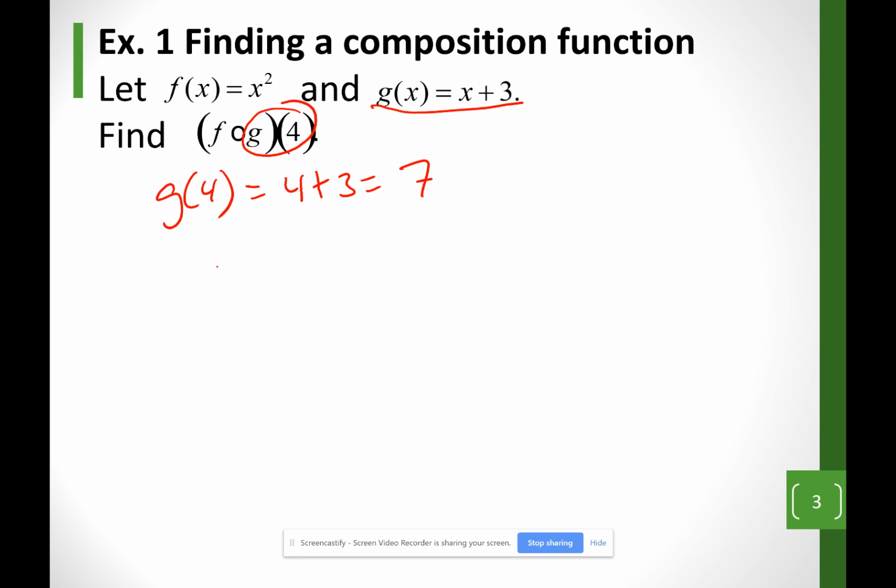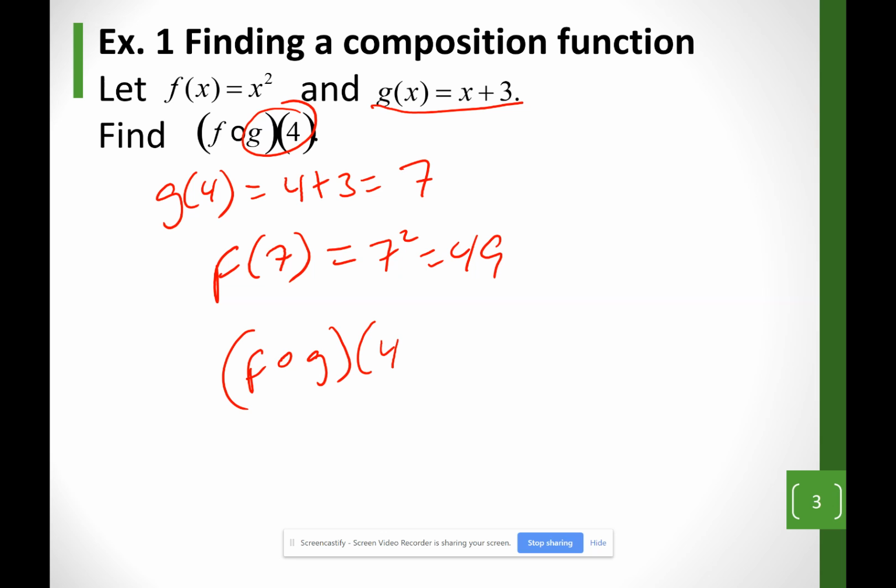Once again, the center is 7. Now I'm going to say f of 7, because I just did g of 4. So now I'm looking at the function f and the variable is 7. So I'm looking at this as 7 squared, which is 49. So f of g of 4 is equal to 49.